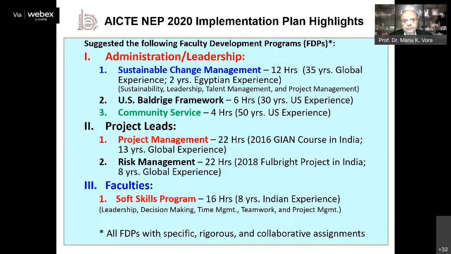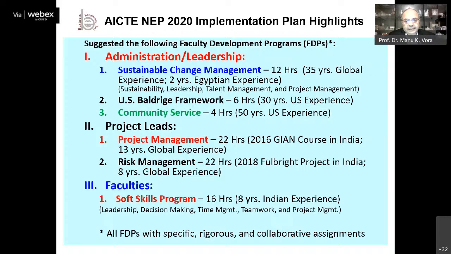So here are some of the recommendations I had given to the committee and which were accepted. That faculty development program is extremely critical in order for the NEP 2020 implementation to go forward. At the highest level, administration and leadership needs to have the grounding in sustainable change management, where the modules on sustainability, leadership, talent management, and project management are important. And there is a US Baldrige framework. I'll share that shortly. It is about performance excellence in education institutes. And third one, very important: how do we engage students and faculty in community service on a compulsory basis throughout the time when the educational institutes are in session.